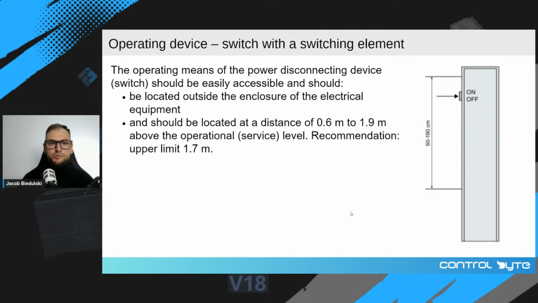And this switch should be located at a distance of 0.6 to 1.9 meters above the operational service level. So the recommendation is 1.7 as the upper limit, so that every operator can reach this device from the operational level. So this is the guideline where you should put your disconnecting switch that will allow easy operation for every operator in your factory.